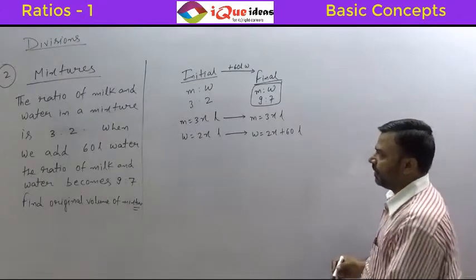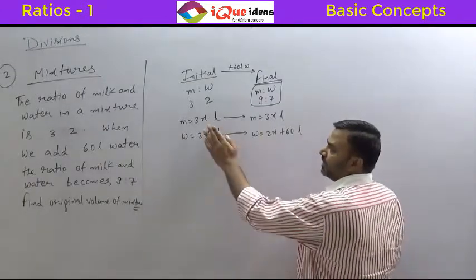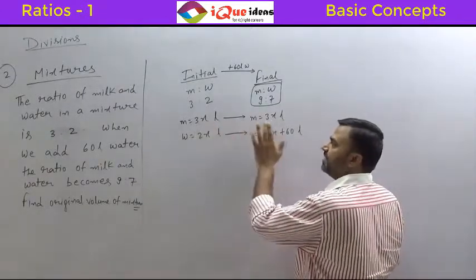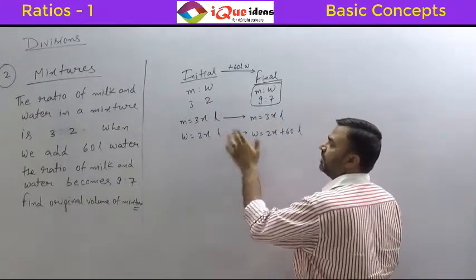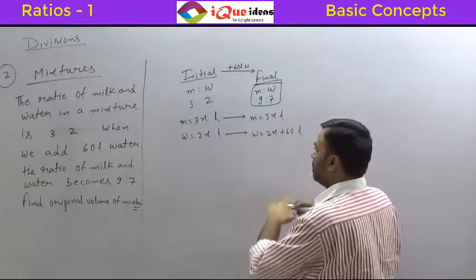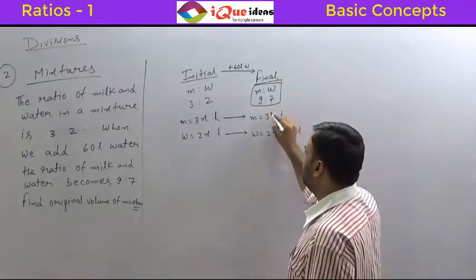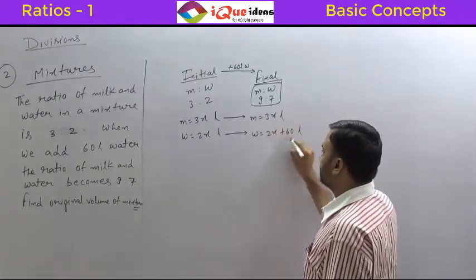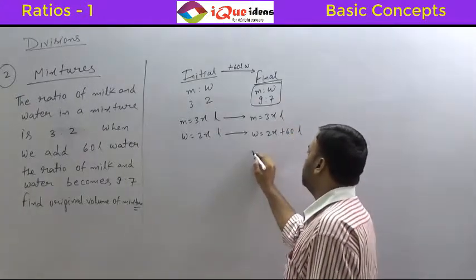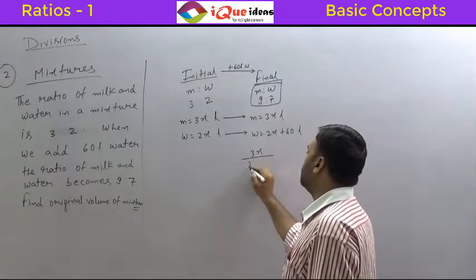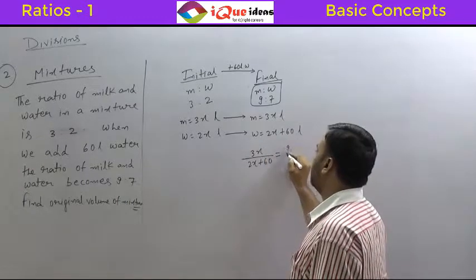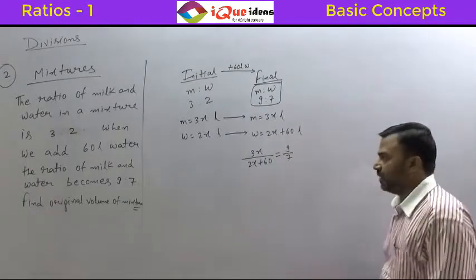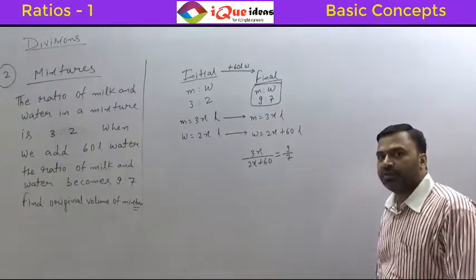Just look at this carefully. Whatever was the quantity of milk in the initial situation will remain the same in the final situation. Whatever is the quantity of water in the initial situation, 60 liters will be added to that. So what is the total quantity of milk finally? 3x. The total quantity of water finally? 2x plus 60. So the ratio will be 3x upon 2x plus 60. This is the ratio of milk and water, and this is given as 9/7. So if you solve this, you will get the value of x.